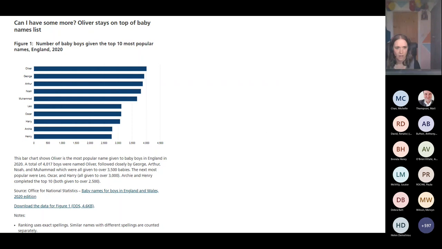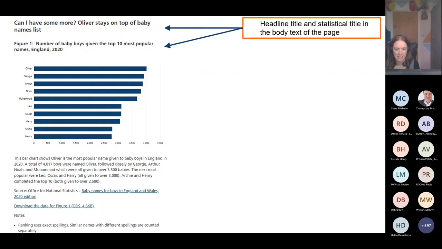Before we go on to that quick publishing one, we're just going to do a quick recap of publishing a chart in a report. So just to recap, we've got headline, title and statistical title here. Can I have some more? Oliver stays on top of baby names list. Then we've got the statistical title, number of baby boys given the top 10 most popular names, England 2020. And then we've got the image of the chart.